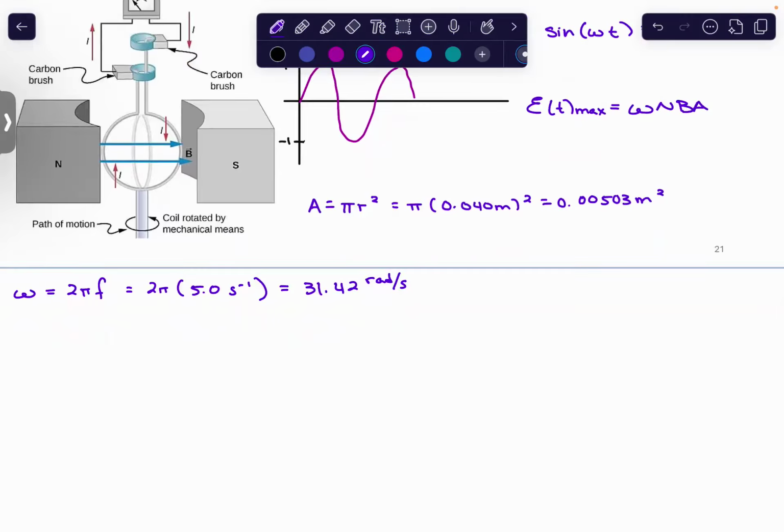Okay, so Emax is now going to be 31.42 radians per second, times 120 turns, times 0.4 Tesla, times 0.00503 square meters. That gives 7.60. What's the unit?